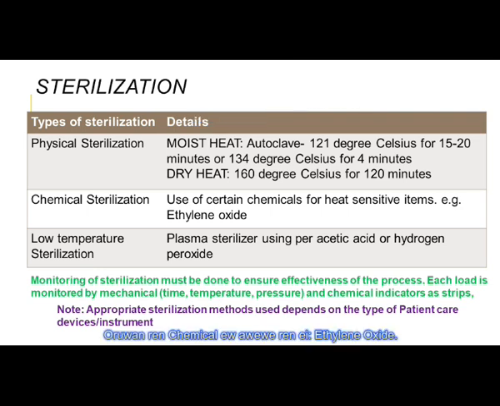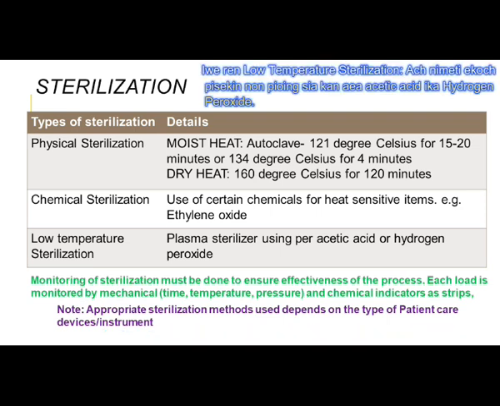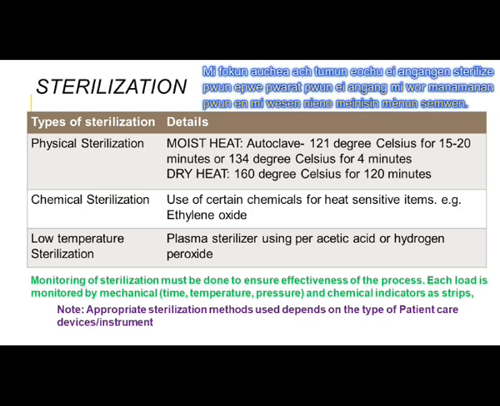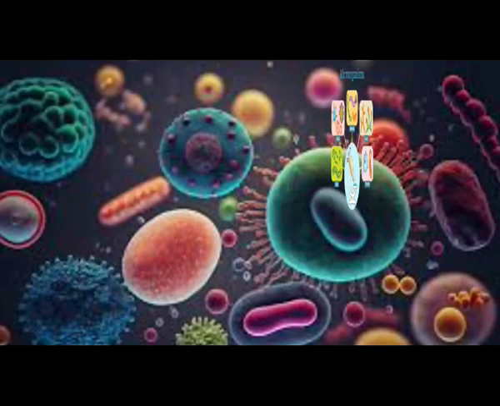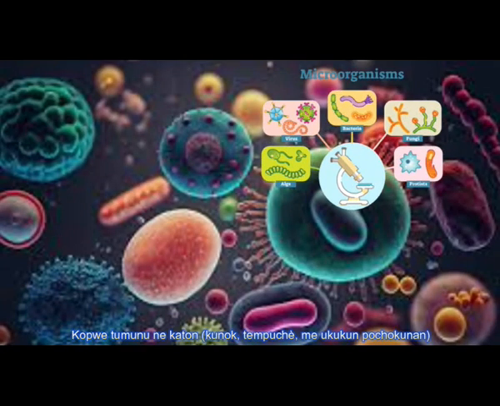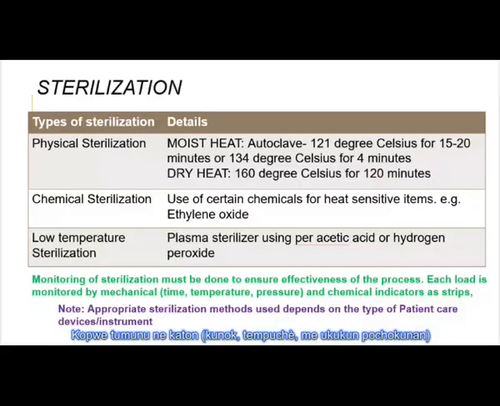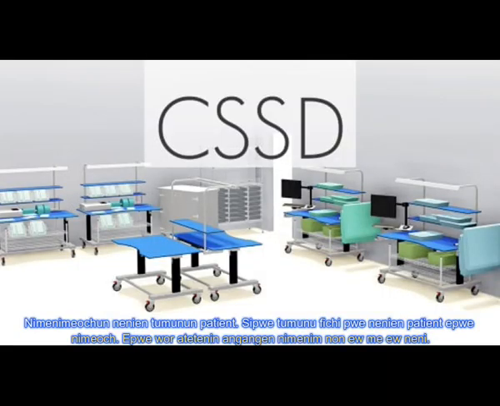Certain chemicals can also be used. An example is ethylene oxide. And for low temperature sterilization, they can use acetic acid or hydrogen peroxide using a plasma sterilizer. Now, monitoring of sterilization is also important so that you know the process is effective and you have actually killed all of those microorganisms. So you can monitor that with the time, temperature, and pressure, as well as those indicator strips that we have commonly used at the CSSR or CSSD.